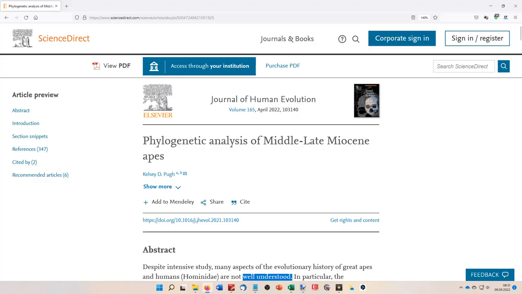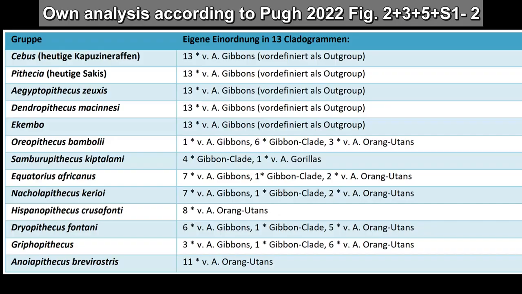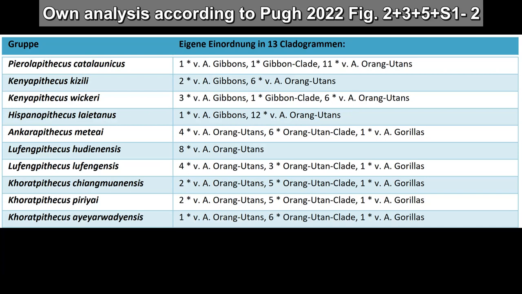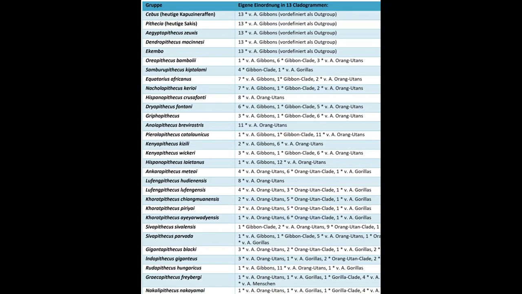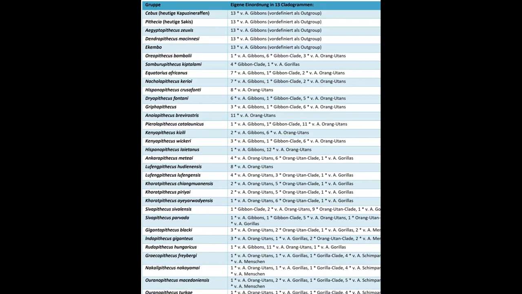Pugh has created 13 different cladograms, that is, phylogenetic branching trees, from her extensive comparative data of Miocene apes. Although she examined a total of 27 different Miocene ape species, comparison of these cladograms reveals that only 3 of 27 Miocene ape species were given an overall consistent evolutionary position.